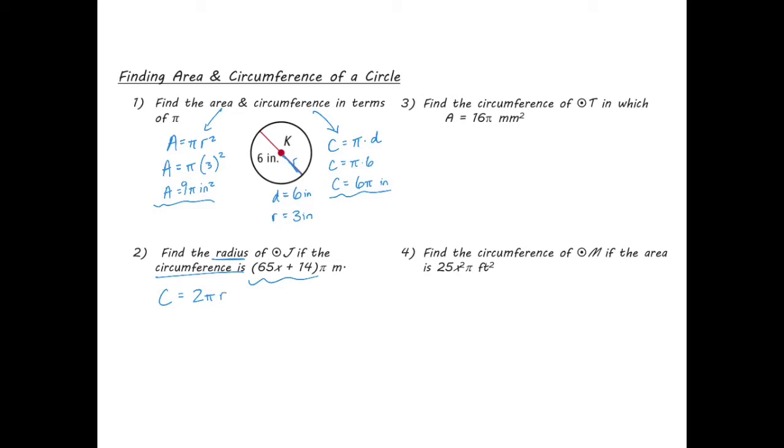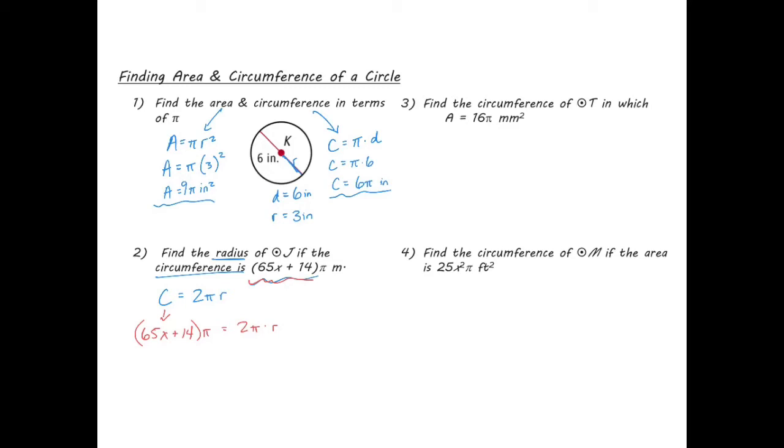Let's plug in all the stuff that we know. We know the circumference, so let's replace this C with this expression: 65x plus 14 pi. It says 2 pi, and we're looking for r, so we're not going to replace r with anything. So that looks good.